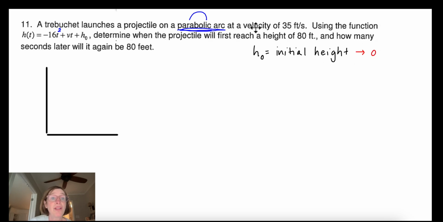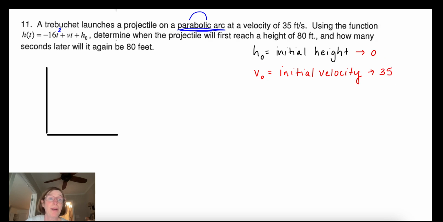It told me that the velocity was 35 feet per second. So in this case, that's my V. Coach Fred tends to write that as V sub 0, so initial velocity, because when you get into higher math, that's what we want to get you used to, those sub notation. So my initial velocity in this case is 35 feet per second.